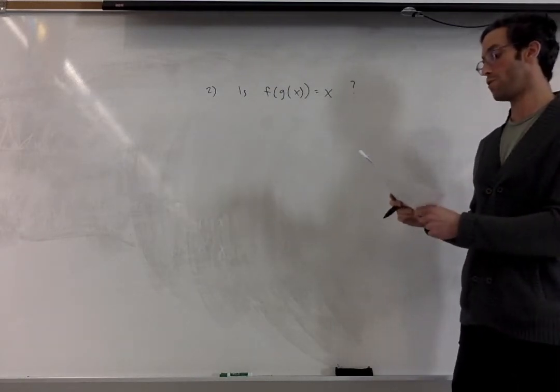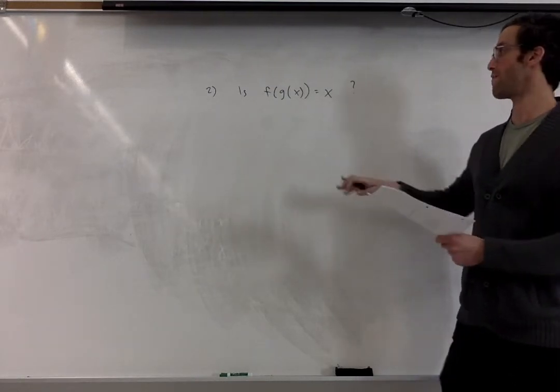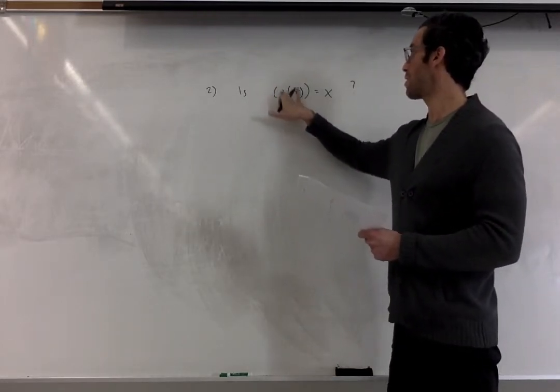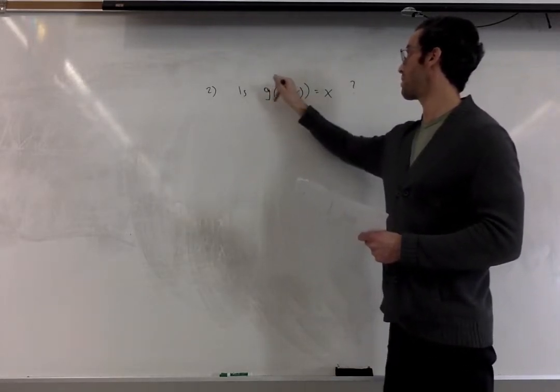So let's actually do g of f of x in this case. This is going to be a little bit easier because of the type of functions we're given.